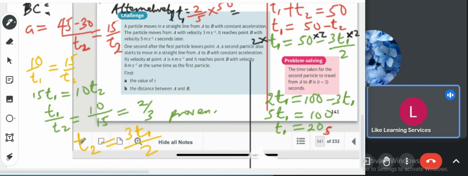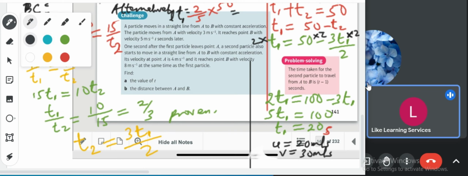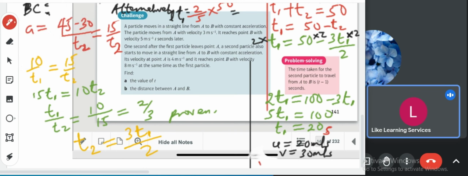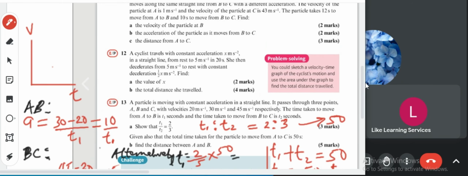Alright, so that's that. U is given as 20 meters per second, V is given as 30 meters per second. We can just apply V squared equal to U squared plus 2AS to get the distance. V squared is equal to U squared plus... Is the acceleration given in the question? Oh no, it isn't. It's not given.